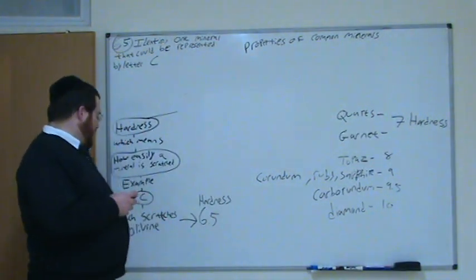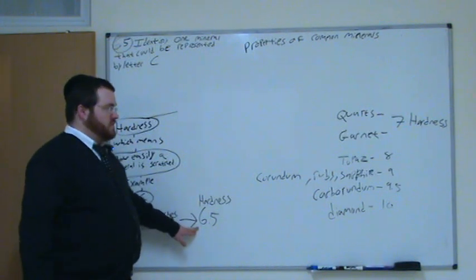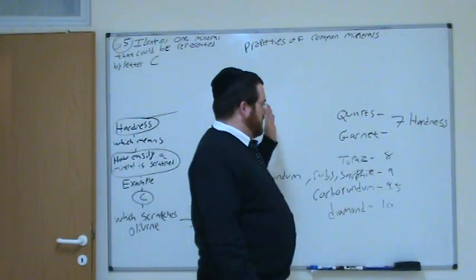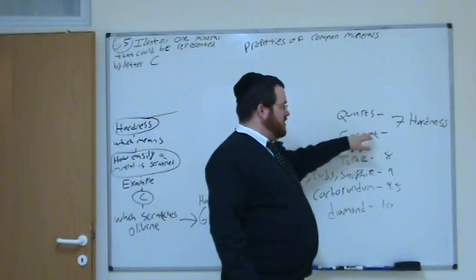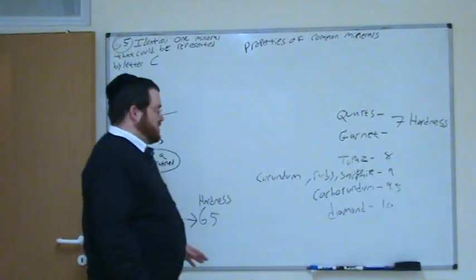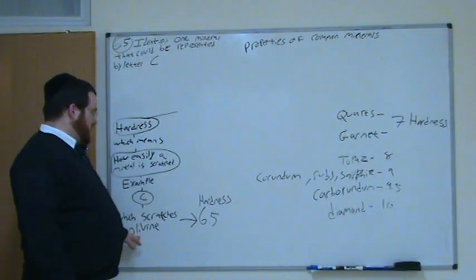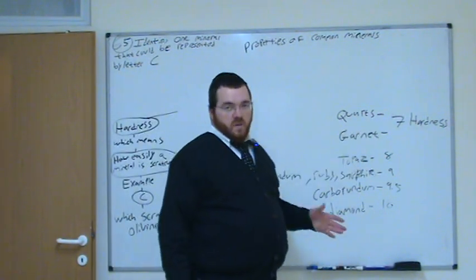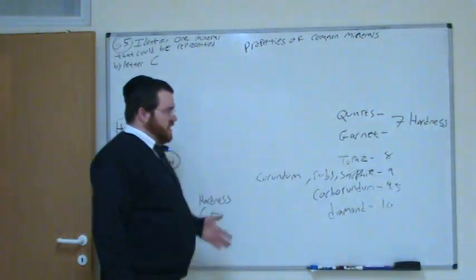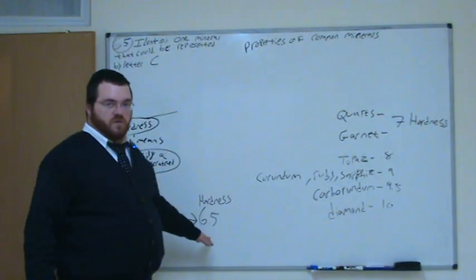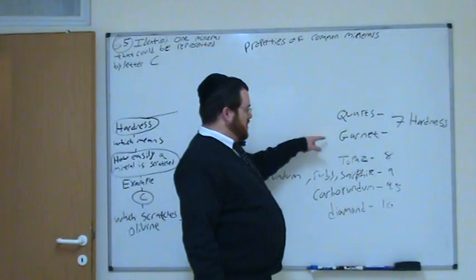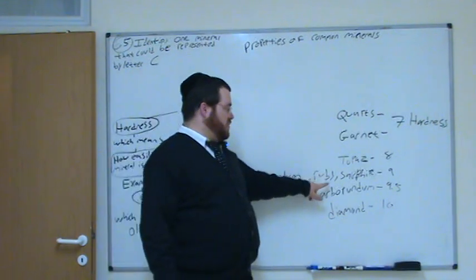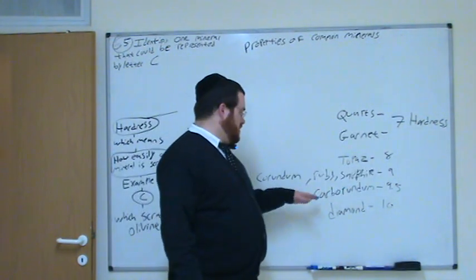So olivine shows that it has a hardness of 6.5. If you look up and down, you'll see that quartz and garnet have a hardness of 7. So I ask you what C could be. It's something that scratches olivine. The answer is quartz or garnet. However, you could have also said anything that's 6.5 or greater. So topaz has a hardness of 8. Corundum, ruby, and sapphire have a hardness of 9.